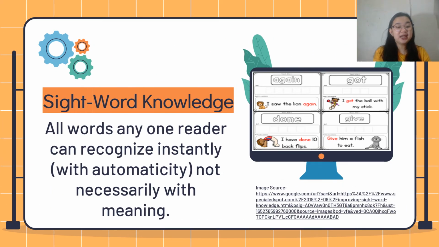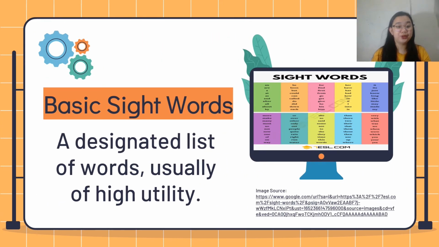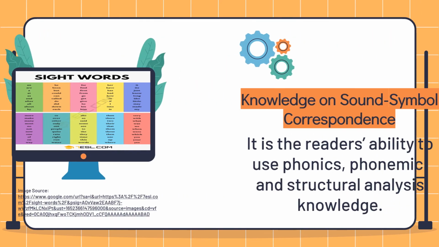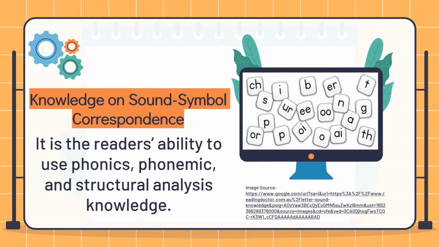Next is sight word knowledge. All words any one reader can recognize instantly without automaticity, not necessarily with meaning. Third is basic sight words. It is a designated list of words, usually of high utility. And lastly, knowledge on sound symbol correspondence. It is the reader's ability to use phonics, phonemic, and structural analysis knowledge.